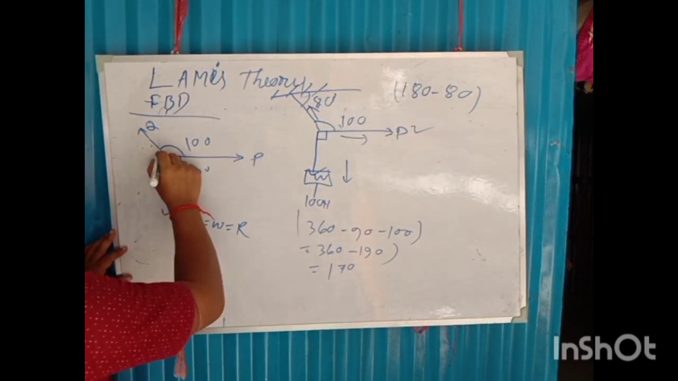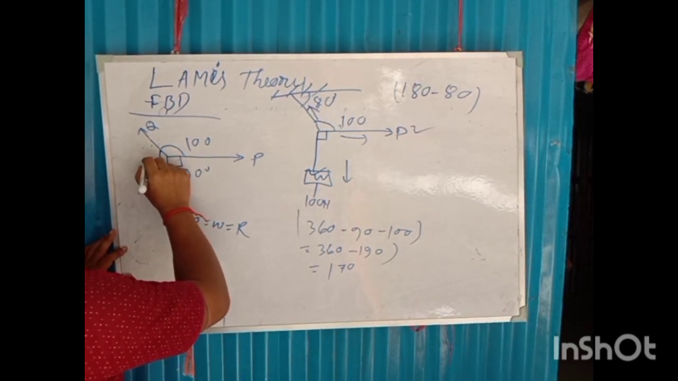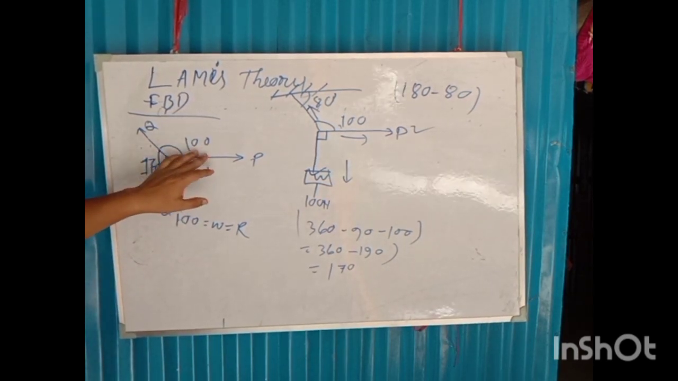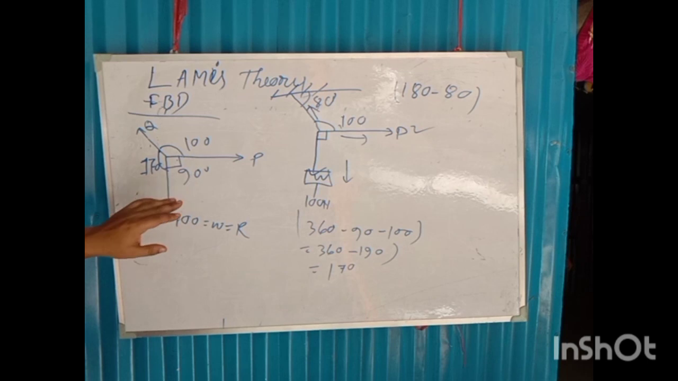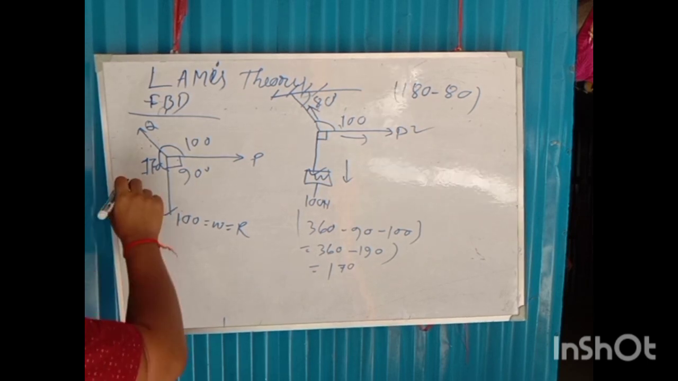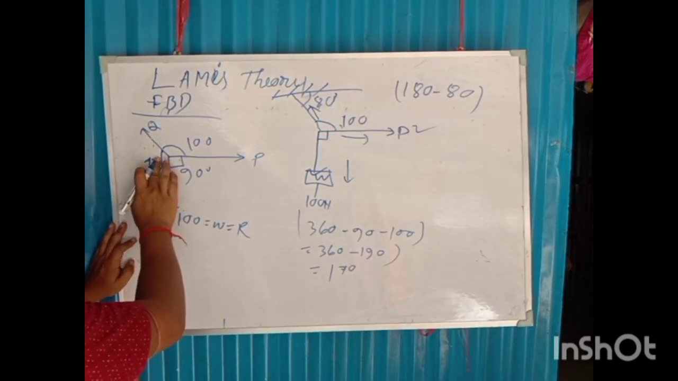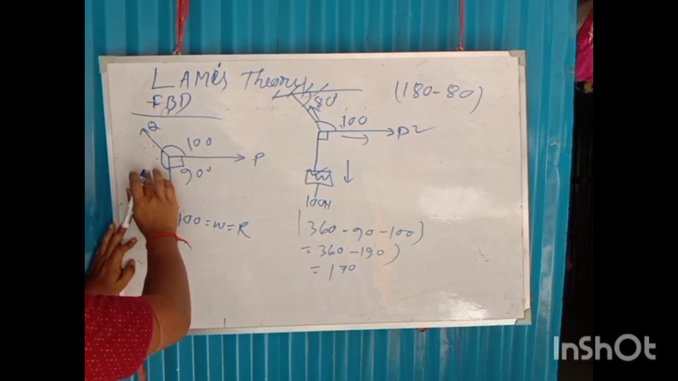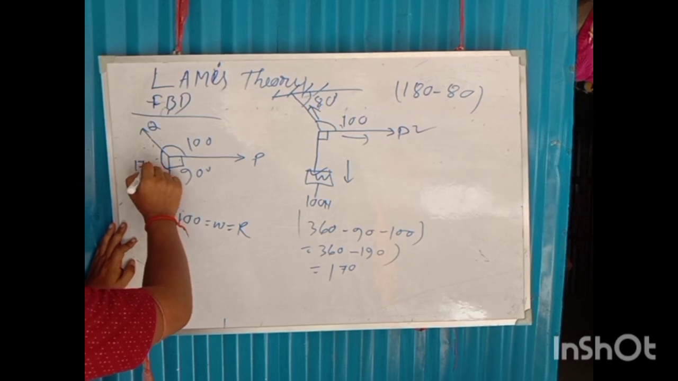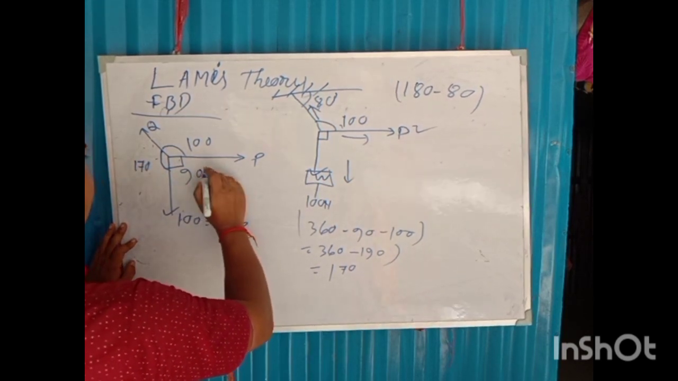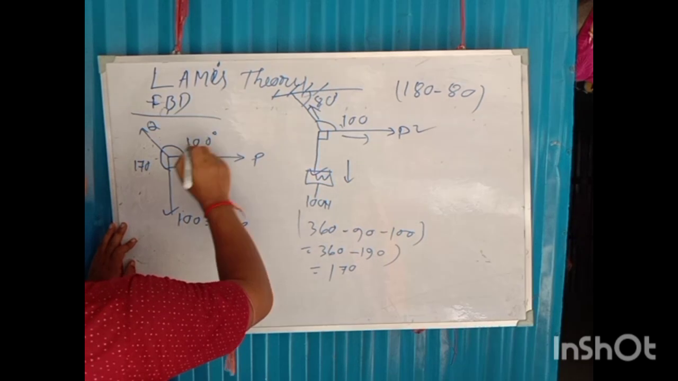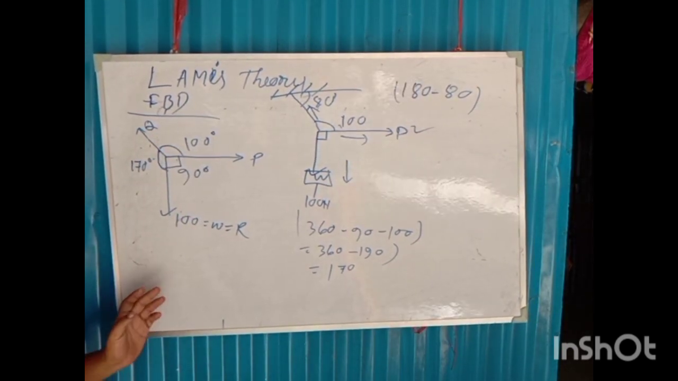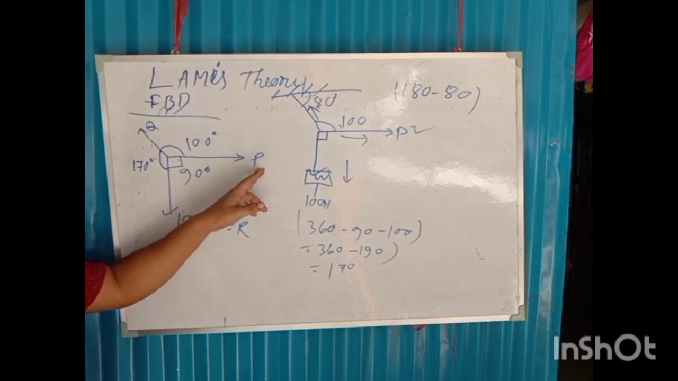The angles are: the first one 100, 90, 170. So the angles are 90 degree, 100 degree, 170 degree. Okay, so by this Lami's theorem we can calculate the value of P.